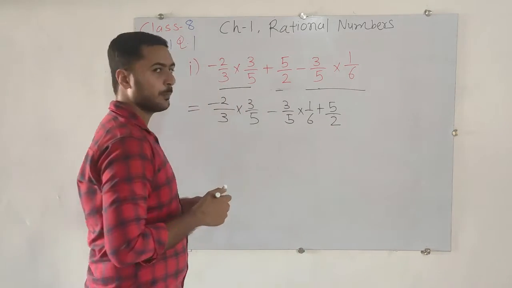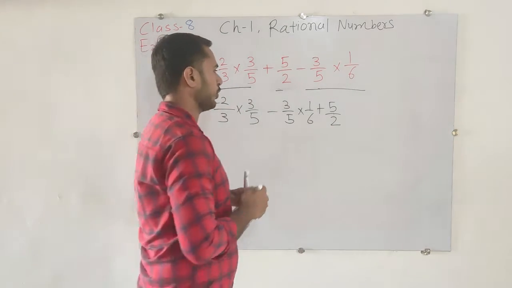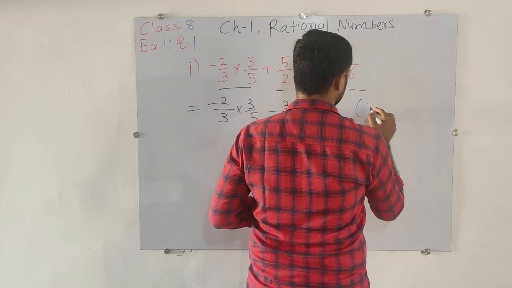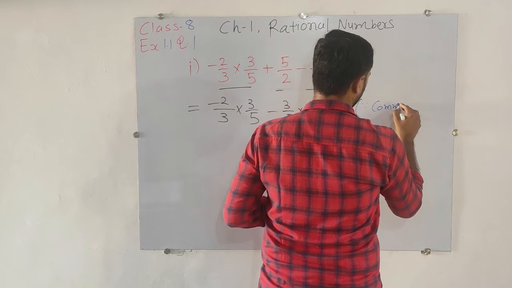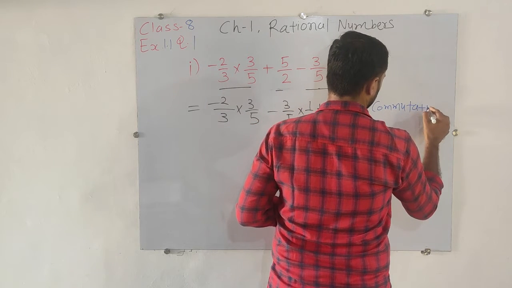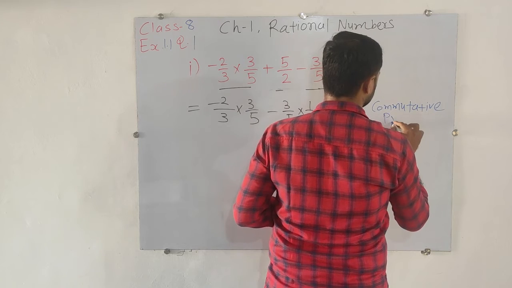Here which property did we use? That is commutative. So here we need to write commutative property.